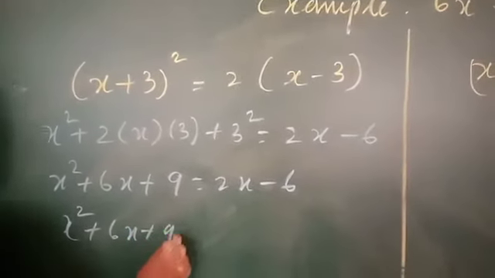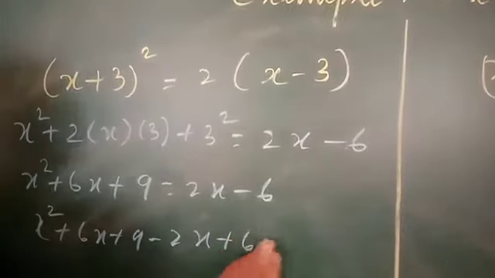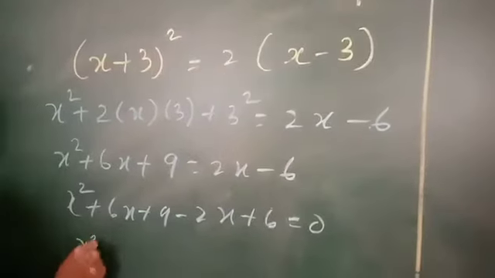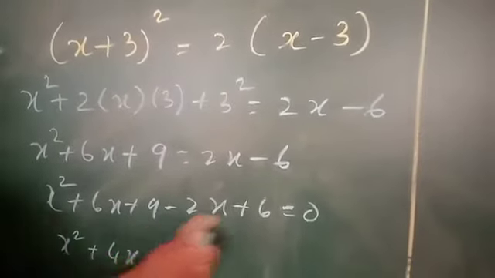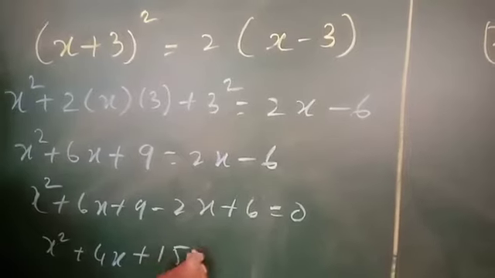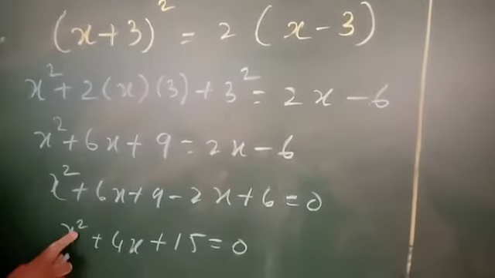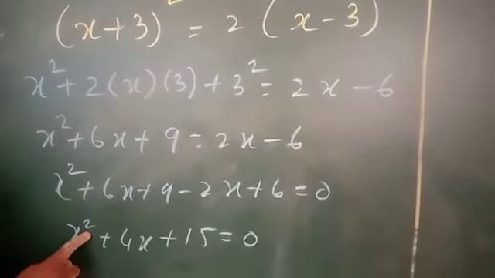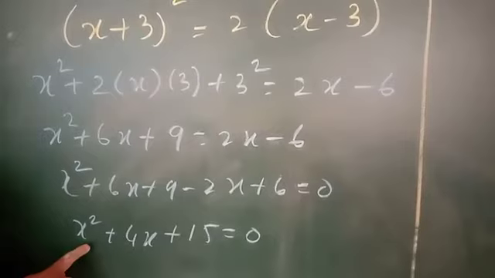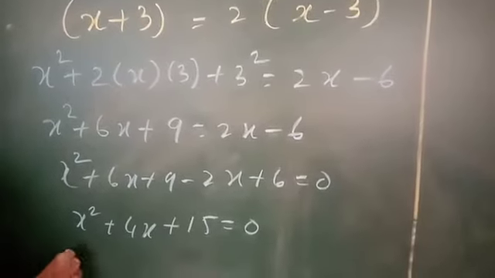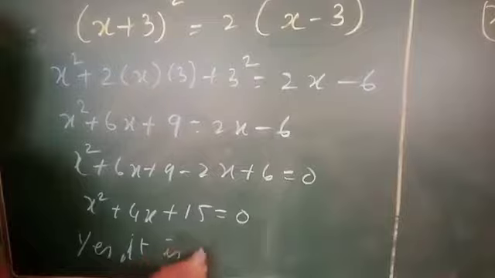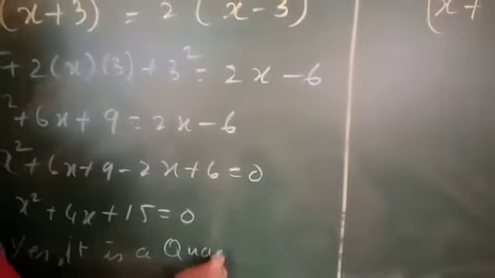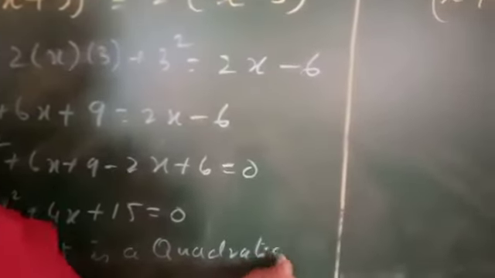Then x² + 6x − 2x + 9 + 6 = 0. Then x² + 4x + 15 = 0, since 6 minus 2 is 4, and 9 plus 6 is 15. Then what is the highest degree? The highest degree is 2. Then we can say it is a quadratic polynomial, so a quadratic equation or polynomial we can consider.